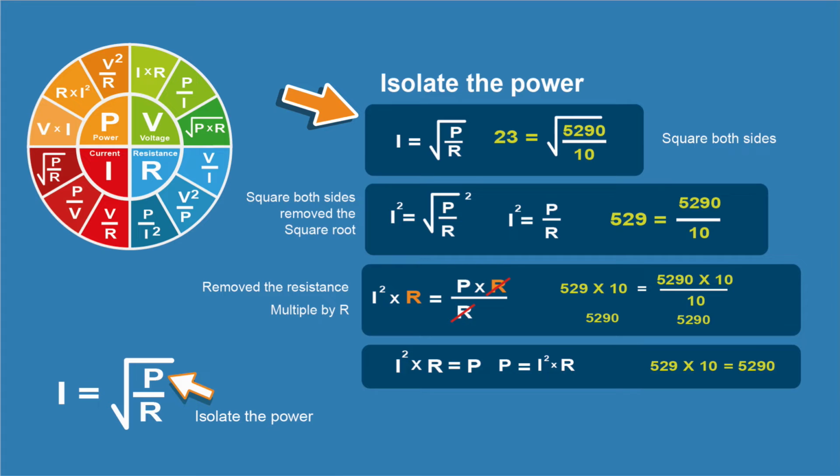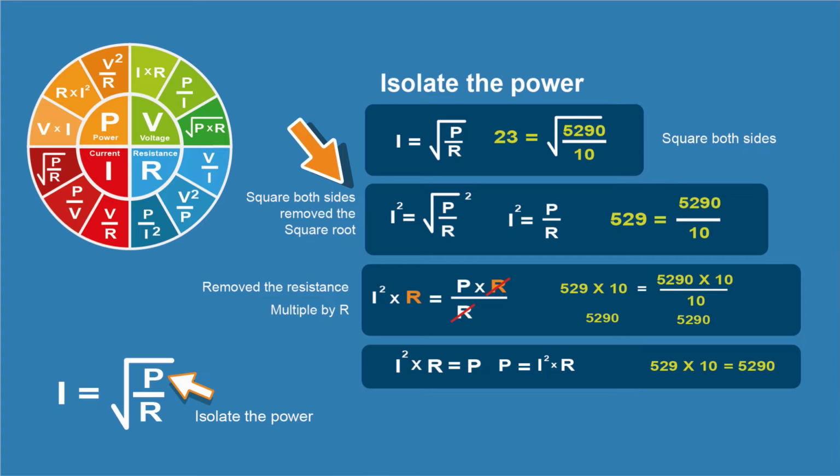Now we want to isolate and get power by itself. So first off, let's just get rid of the square root. What you do to one side, you do to the other. So we'll square both sides. And when you square the square root, it cancels it out. So you're left with the formula I squared equals P divided by R. And we can check that out, see if we're still all balanced. I squared is 529. And on the other side, 5290 divided by 10 equals 529. So we're all good so far.